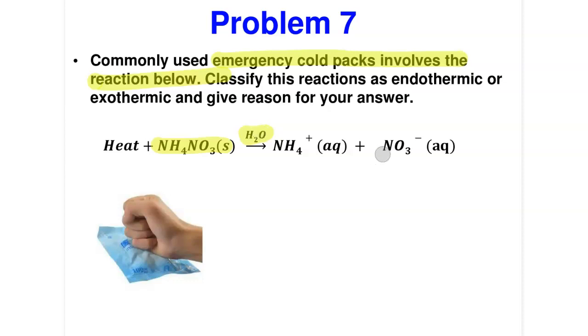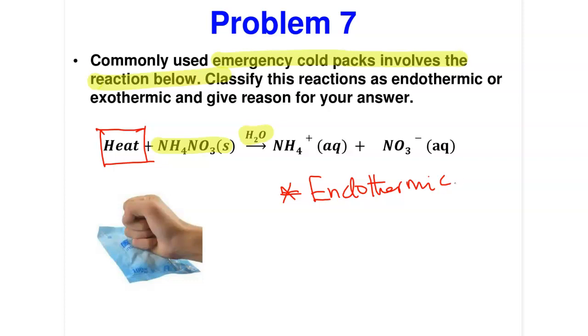Now, when it does happen, look at that. In this reaction, you see heat is at the right side of the reaction. What it tells you is that at the end of the day, the temperature is going to drop. That's why you feel cold when the temperature drops. It now says, classify this reaction as endothermic or exothermic and give reason. Now, this reaction, because heat is at this side, is going to be endothermic.